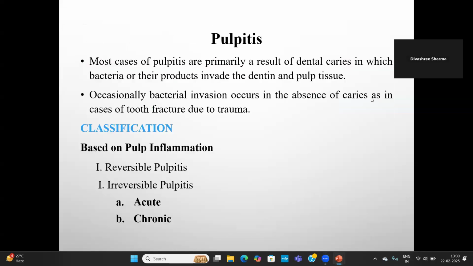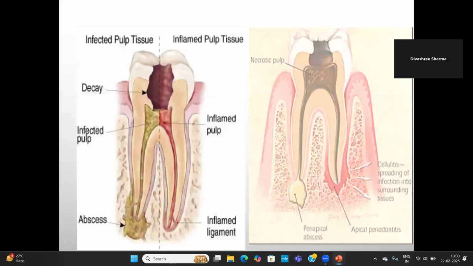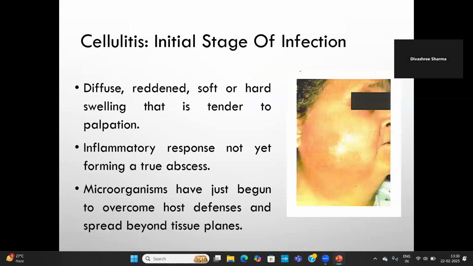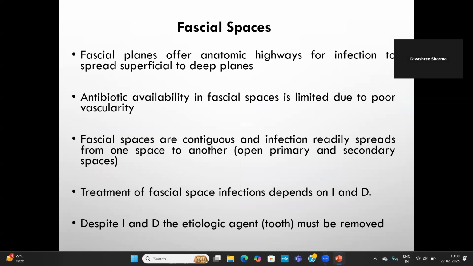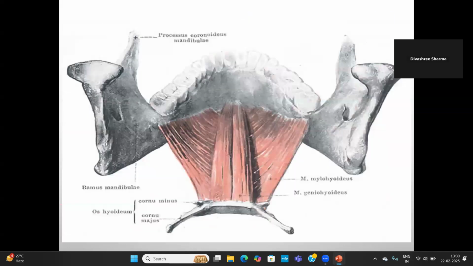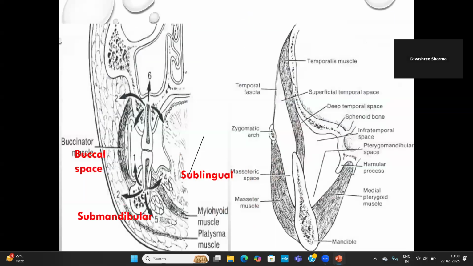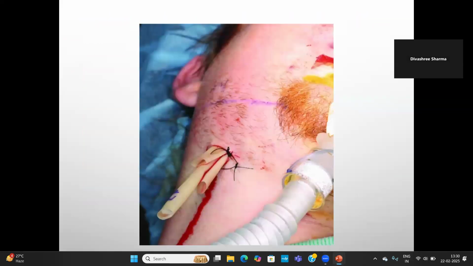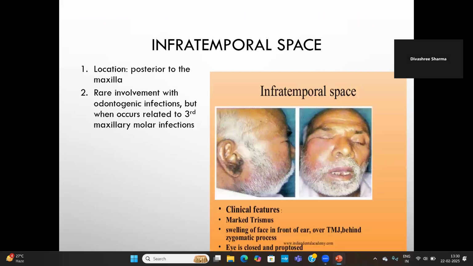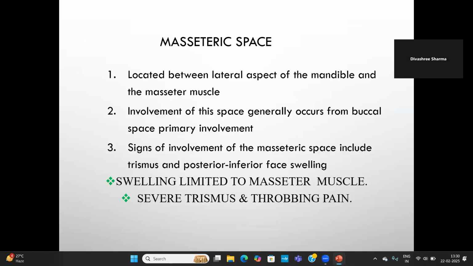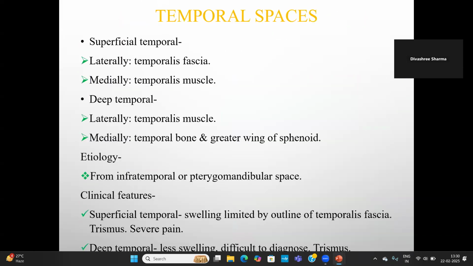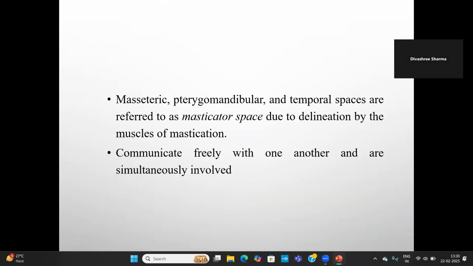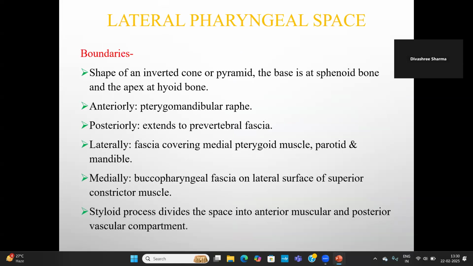So, we will now continue with space infections. We have already discussed the primary and the secondary odontogenic spaces. Let us now move on to the deeper neck spaces. The first space that we will be discussing is the lateral pharyngeal space.